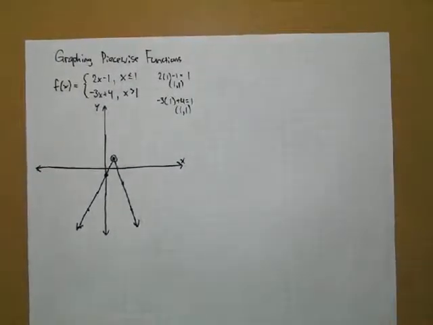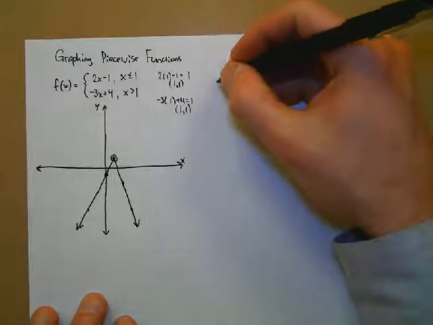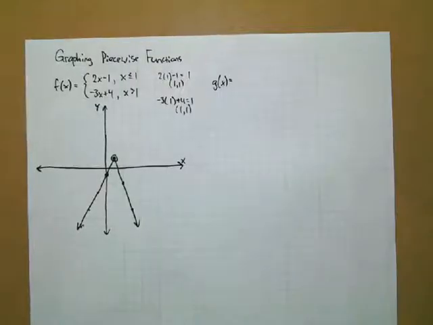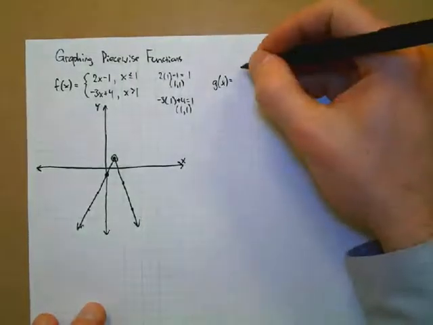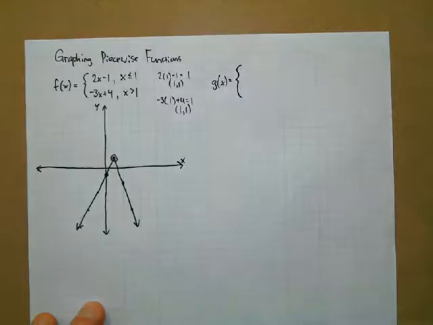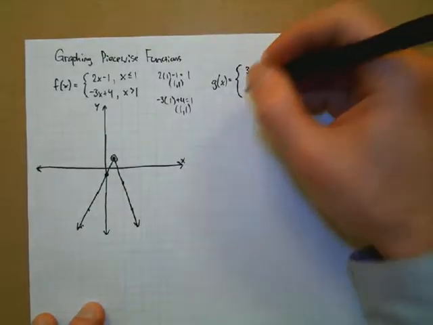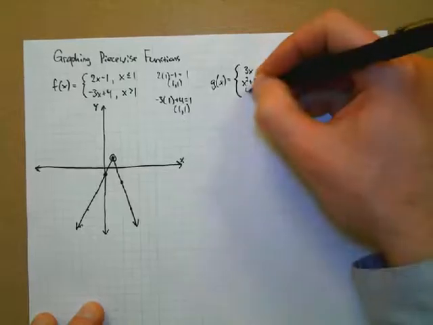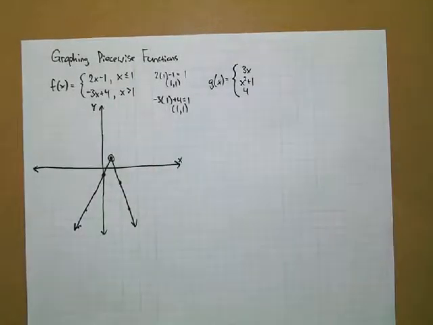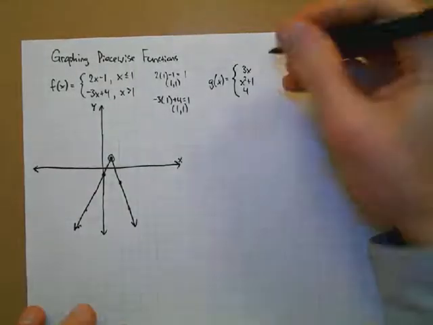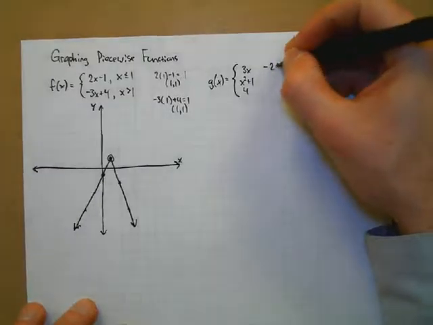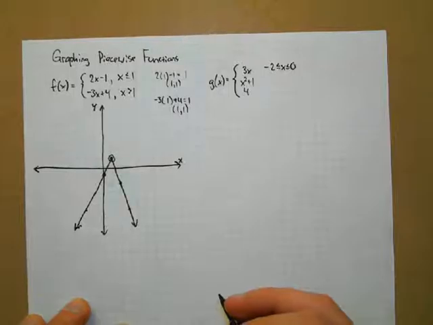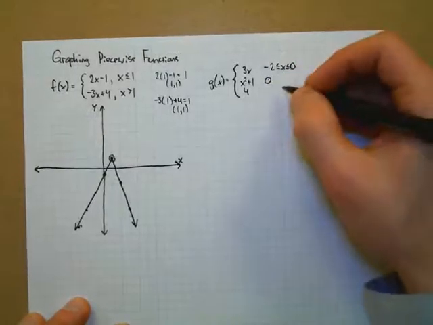Okay. We'll have it be 3x for x values that are negative 2 less than or equal to x less than or equal to 0. We'll have it be x squared plus 1 for x values 0 less than x less than 2. And we'll have it be 4 when x is greater than or equal to 2. Okay, so 3 different pieces here. So we have 3 little pieces of the graph to graph.